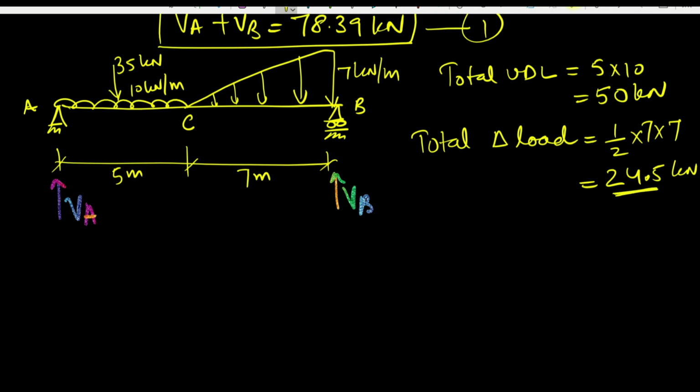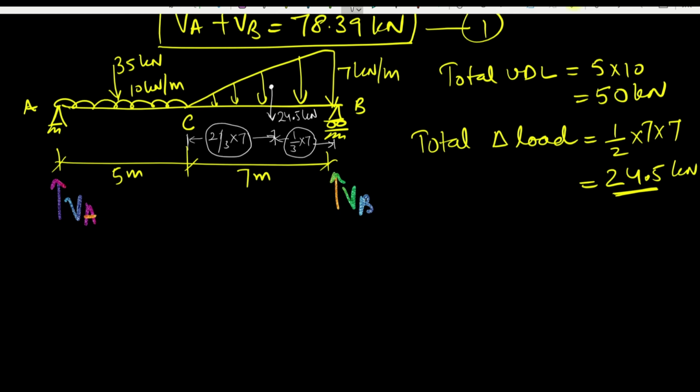Now this 50 kilonewton will pass through the midpoint of UDL, and this 24.5 kilonewton will pass through the centroid of the triangle, and the centroid of the triangle is at a distance of 2 by 3 from this end. So centroid will be 2 by 3 into 7 from this end, and 1 by 3 into 7 from this end. 7 is the length of the base of the triangle. So this load 24.5 kilonewton can be assumed to pass through the centroid of the triangle.